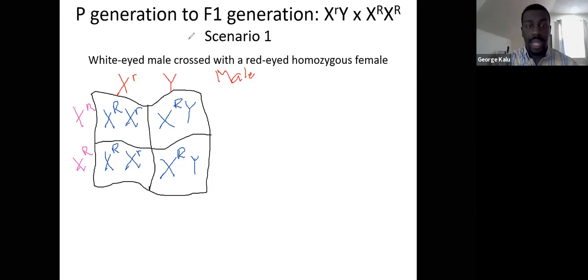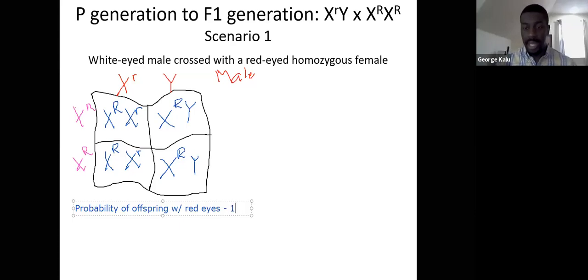Okay, so now that we've looked at our Punnett square, the next thing that we're going to do is analyze our data here. We're going to skip the homozygous and heterozygous part, because I think we're okay with that. But let's analyze the phenotypes. So what's the probability of having offspring with red eyes? Looking at our Punnett square here, what's the chance of having offspring with red eyes?